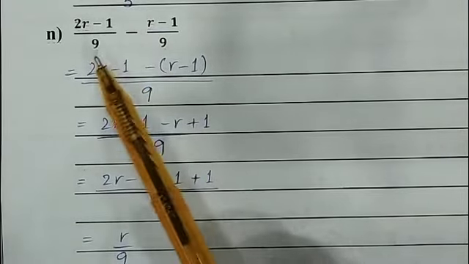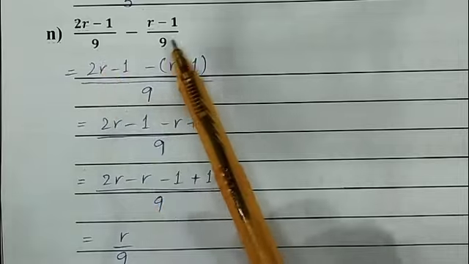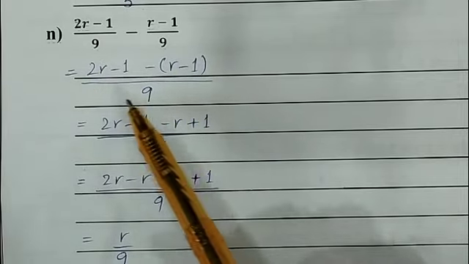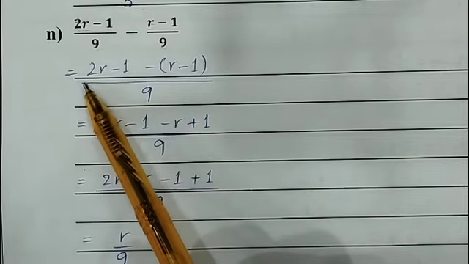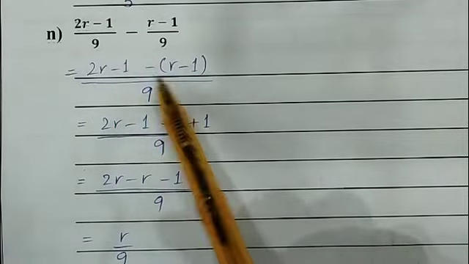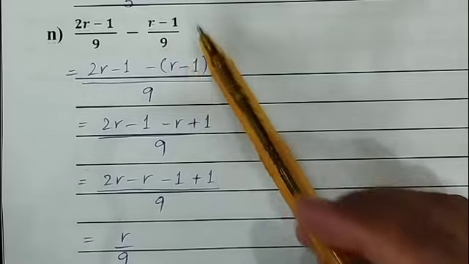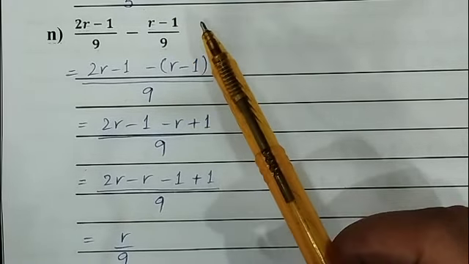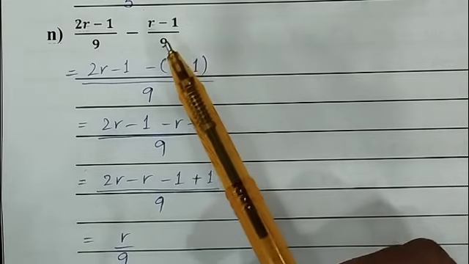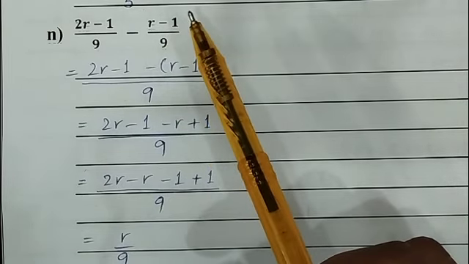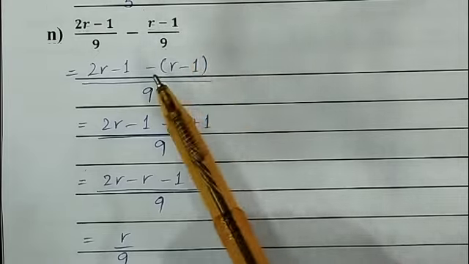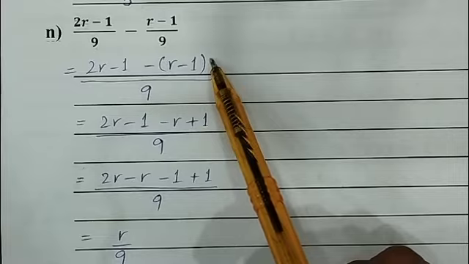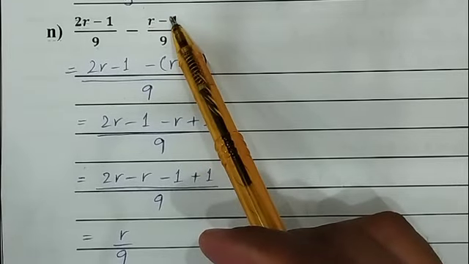First, as we know, we have to make the denominators the same, but here the denominators are already the same. So we are going to write the denominator one time and write the numerators with a minus sign. Here I have written r minus 1 inside the bracket because in the previous question there was only one term in the next fraction. Here there are two terms, so we have to multiply this negative sign outside the bracket with both of the terms.